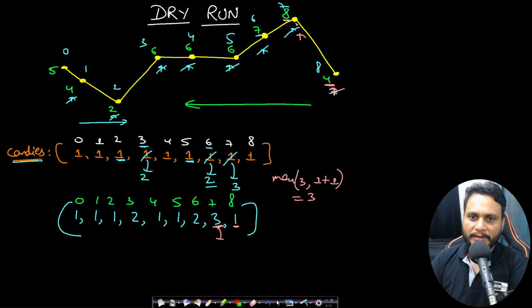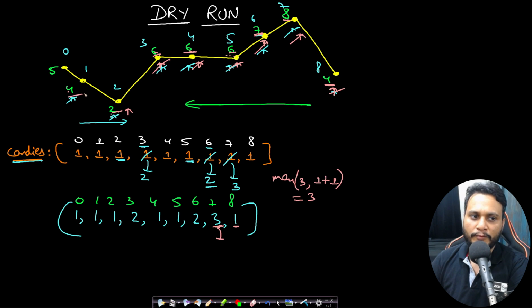Now I will be checking this 8 with 7. 7 is not larger, so we don't do anything. 7 with 6. 6 is not larger, don't do anything. 6 with 6, not larger, don't do anything. 6 with 2. 2 is not larger, don't do anything.